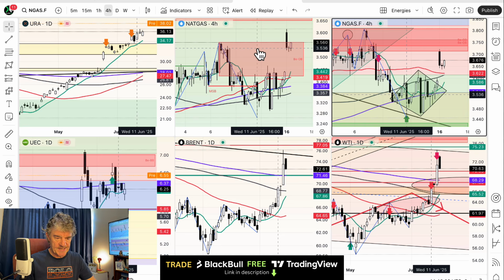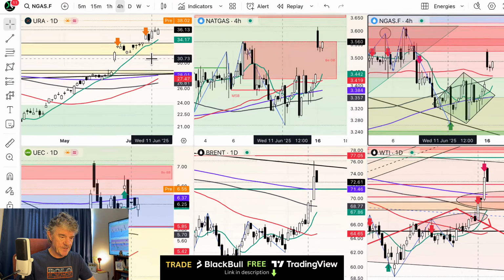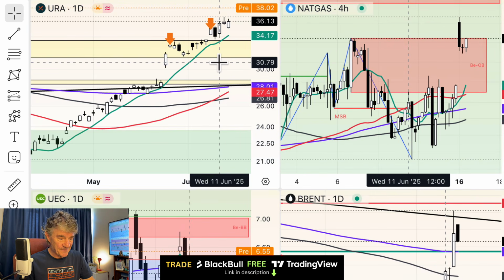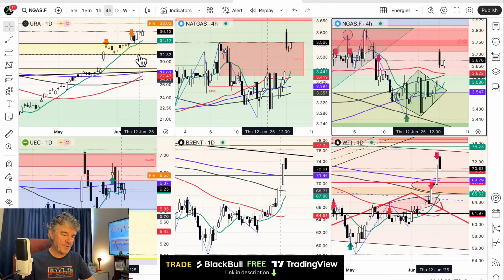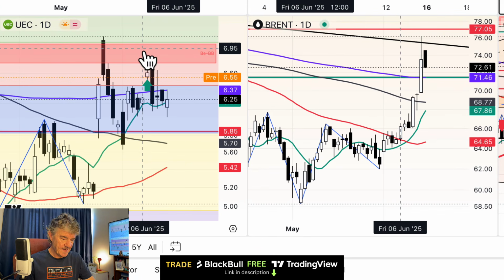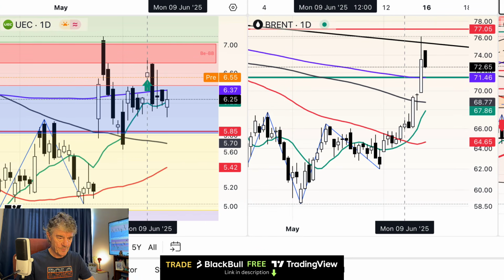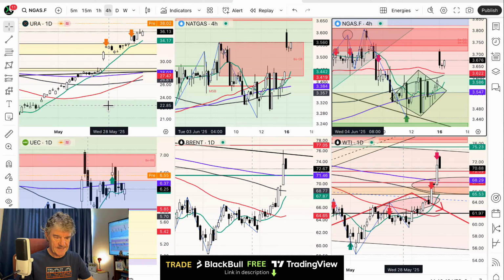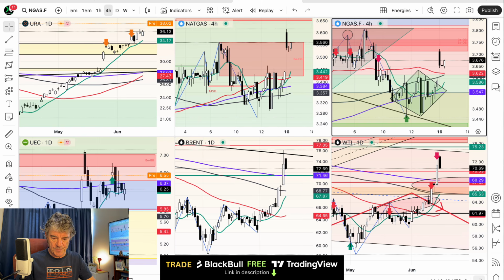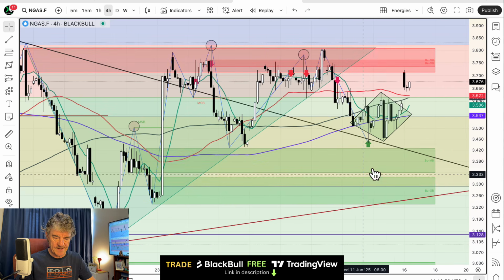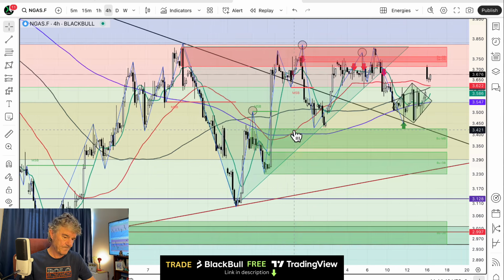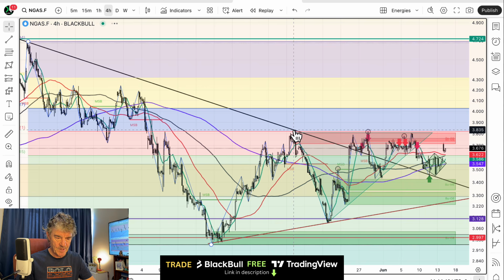Let's go across to energies, and very quickly, URA and UEC moving up massively again in pre-market. We're right up at $38 now on URA and $6.55 on UEC. We have long positions on both of these, fairly substantial. On natural gas, as you might know, I took profit late last week down at the bottom here at the channel line or triangle or trend line at the top of that. A pretty significant trend line at this point.